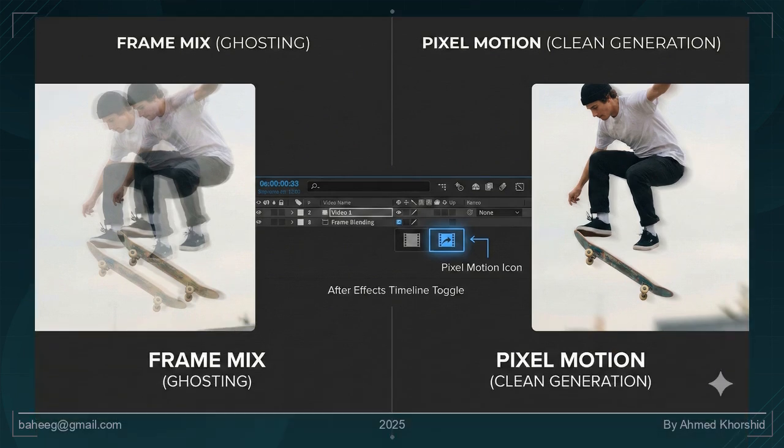Figure: a split-screen comparison visual. On the left, a zoomed-in section of a video frame showing frame mix ghosting, a double exposure look. On the right, the same frame using pixel motion, showing a clean, generated image. In the center, the After Effects timeline toggle switch is shown, highlighting the specific icon for pixel motion, a film strip with a swooping arrow.